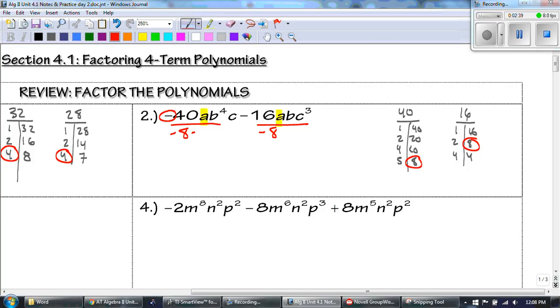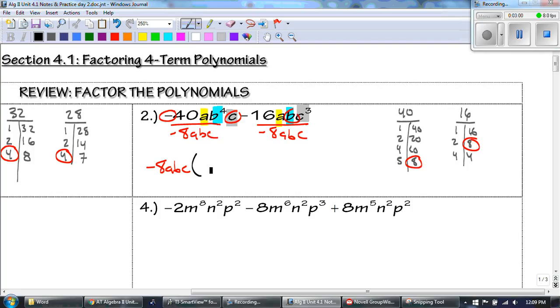They both have A's. They both have B's, but B to the first is smaller. And then do they both have C's? Yeah, they both have C's, but that one's smaller. So my GCF goes out front, and then we divide.